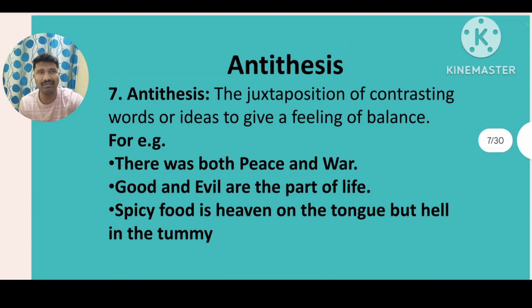The next we have is antithesis, the juxtaposition of contrasting words or ideas to give a feeling of balance. Understood? For example, there was both peace and war. It's a very simple example they have given. See, the next one you will understand very clearly: good and evil are part of life. So that's the best example. This is a negative word and a positive word together in one sentence.